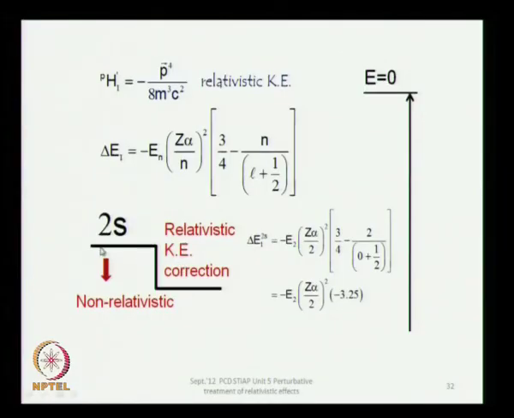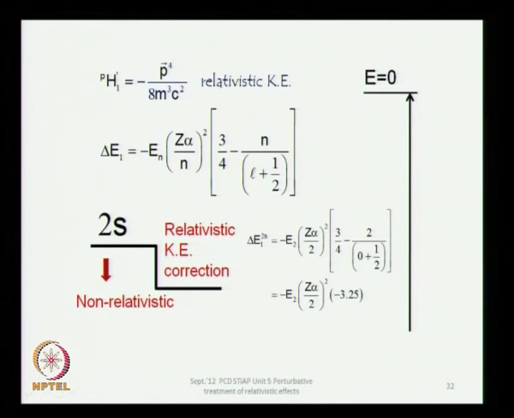So, this is your energy axis, this is the Rydberg series limit, this is E equal to 0, and therefore, this relativistic kinetic energy correction causes a dip in this value. From here it is lowered by this amount. Okay, this is the result of the relativistic kinetic energy term.